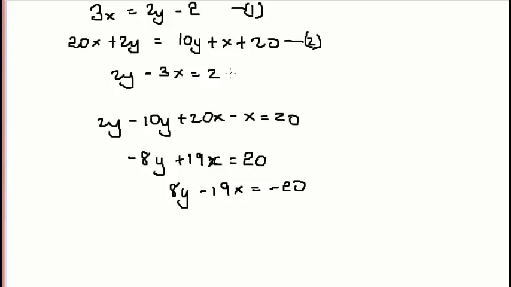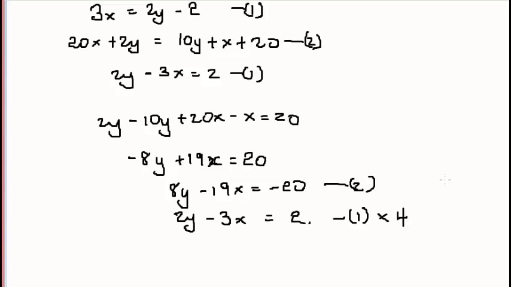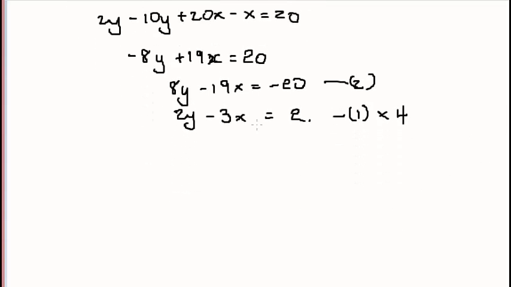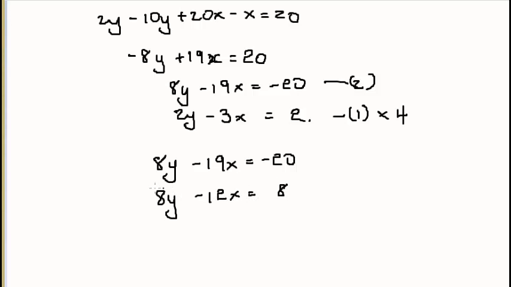Now do not forget, this is equation 2. Now from equation 1, I have that 2y minus 3x equals 2. To make this easier to solve, let me multiply equation 1 by 4. Equation 2 remains the same: 8y minus 19x equals minus 20. Equation 1 changes because I'm multiplying it by 4, becoming 8y minus 12x equals 8.